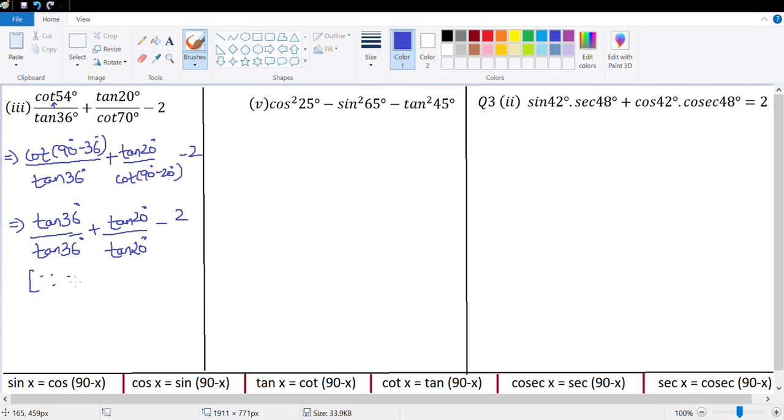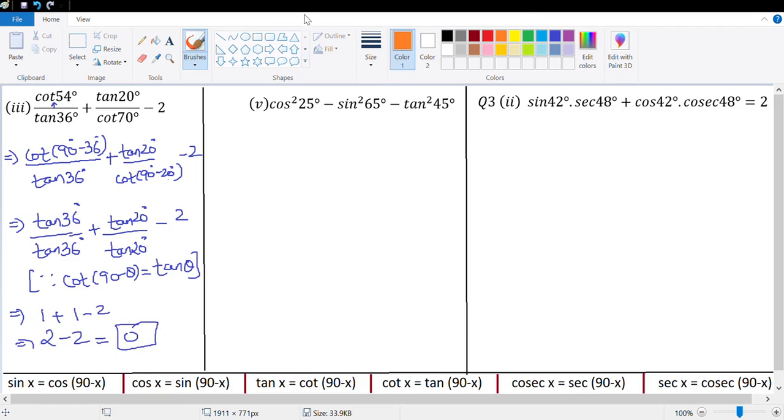Reason, since cot 90 minus theta is equal to tan theta, which means the first term is 1, second term is 1, third term is minus 2. This is 2 minus 2 is equal to 0.